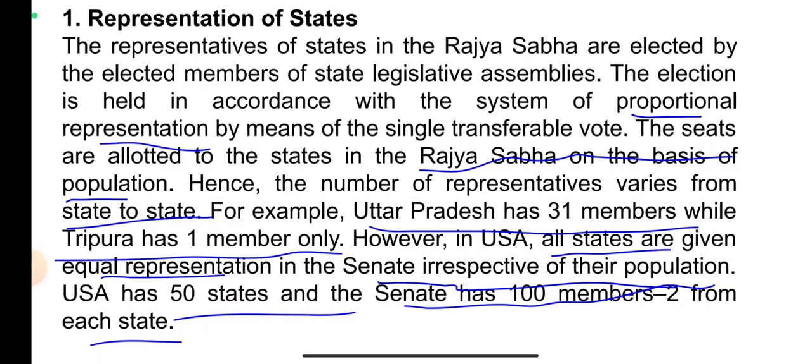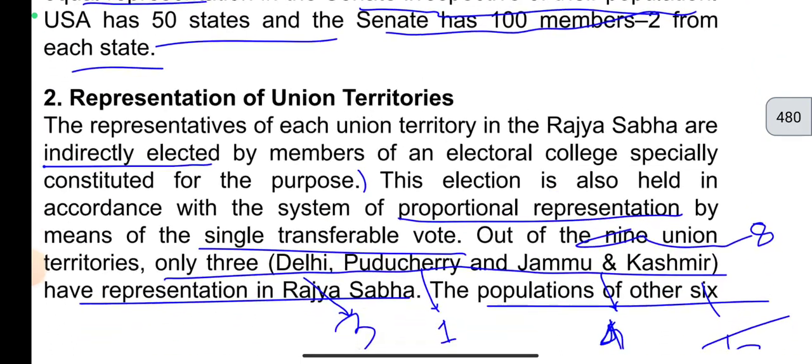The representatives of states in the Rajya Sabha are elected by the elected members of state legislative assemblies. The election is held in accordance with the system of proportional representation by means of the single transferable vote. The seats are allotted to the states in the Rajya Sabha on the basis of population. Hence, the number of representatives varies from state to state. For example, Uttar Pradesh has 31 members while Tripura has 1 member only. However, in USA, all states are given equal representation in the Senate irrespective of their population. USA has 50 states and the Senate has 100 members, 2 from each state.